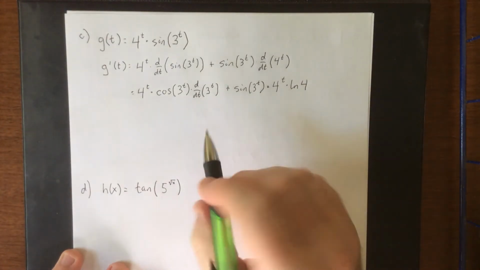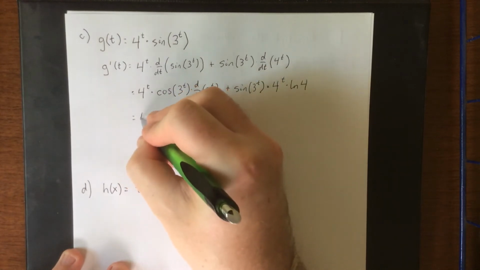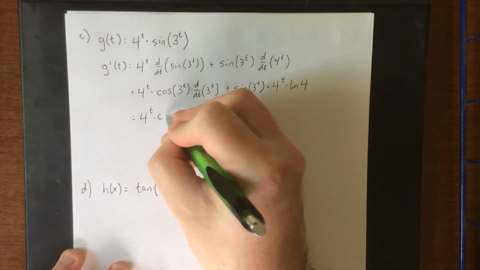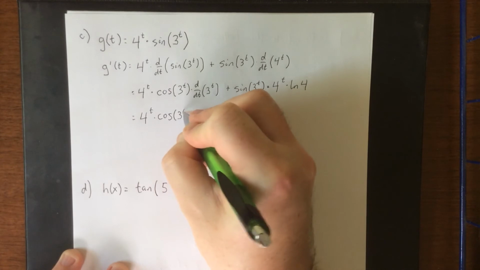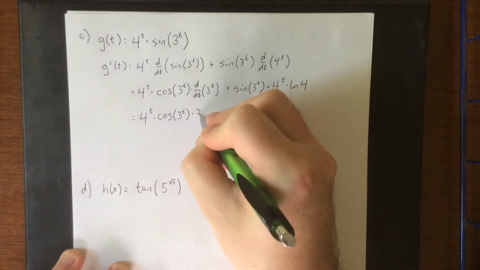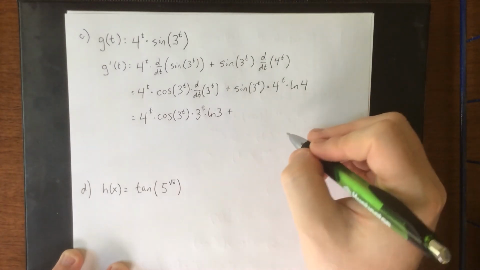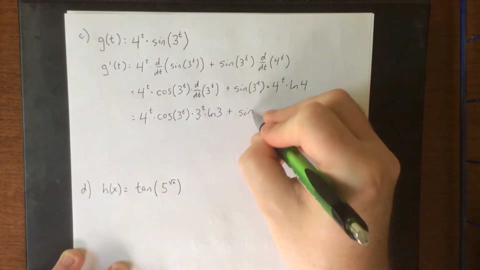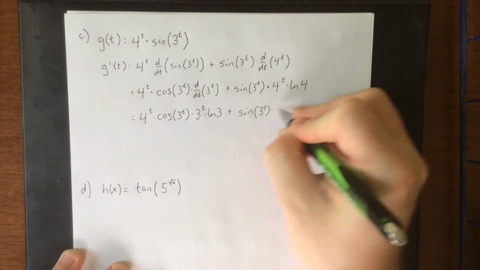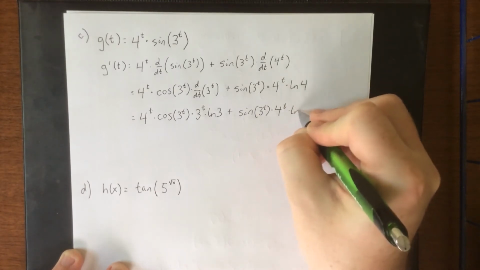So one more derivative to take right here. This is 4 to the t power times the cosine of 3 to the t power times 3 to the t power times the natural log of 3. Then, well, there isn't really a great order to put these in, is there? We'll just leave it as is for now.